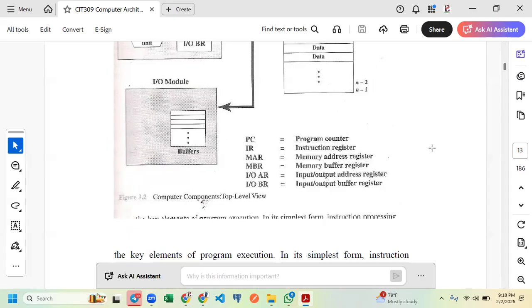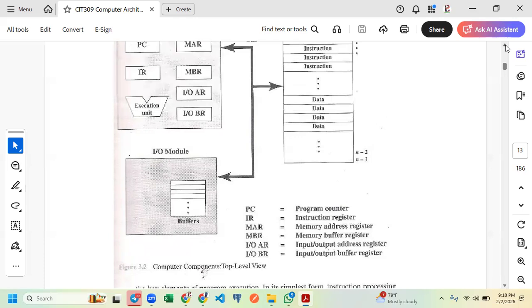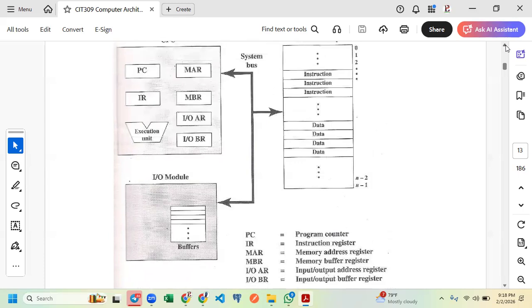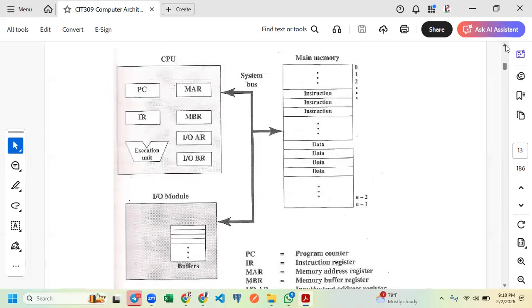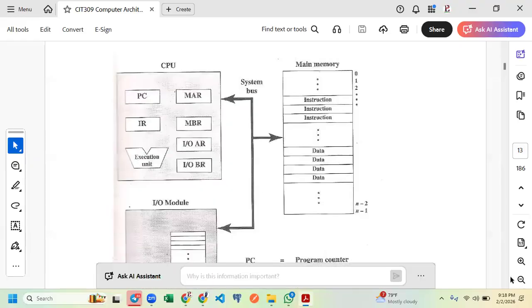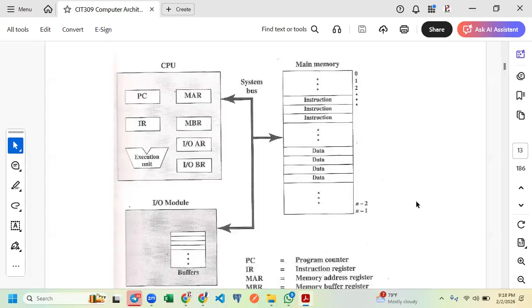Computer components, yes, top level view. I think I will try to look for that year. There was one year they asked them to draw this particular thing in the exam. So please let us know what is involved in the top view of the computer components. That is what this drawing is all about.